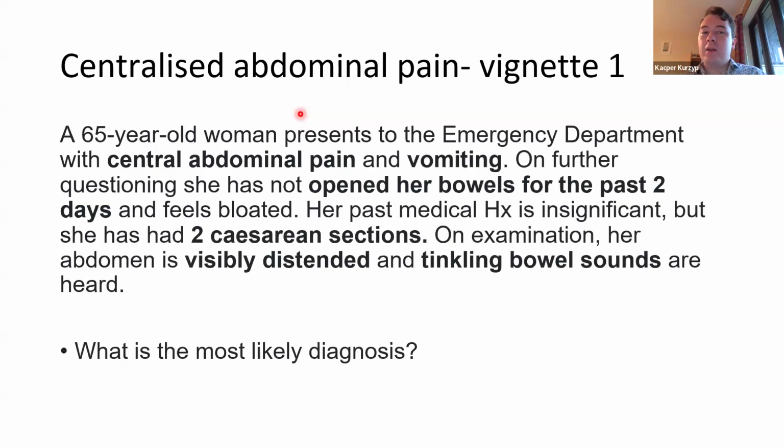Now, we have another patient, a 65-year-old woman, in ED. She has central abdominal pain and vomiting. She hasn't really opened her bowels for the past 2 days. She feels really bloated. She has a history of two previous cesarean sections. Abdomen visibly distended, consistent with what she says, and tinkling bowel sounds on auscultation. What is the diagnosis?